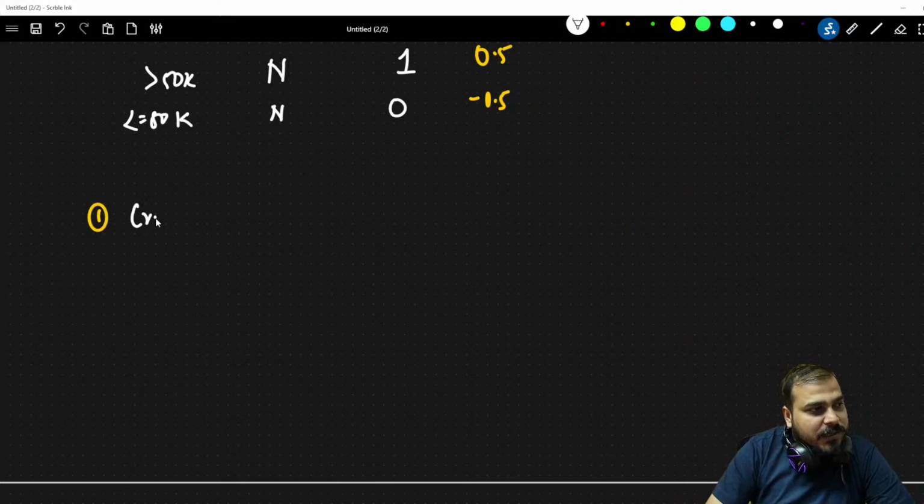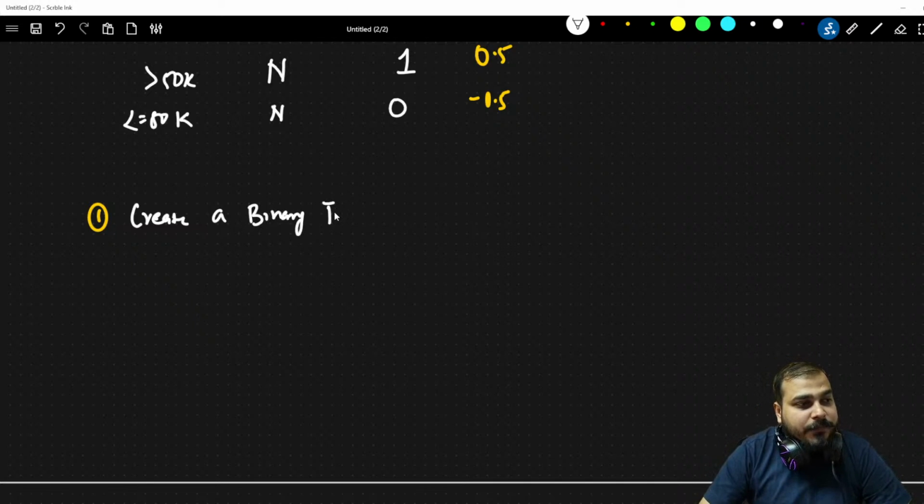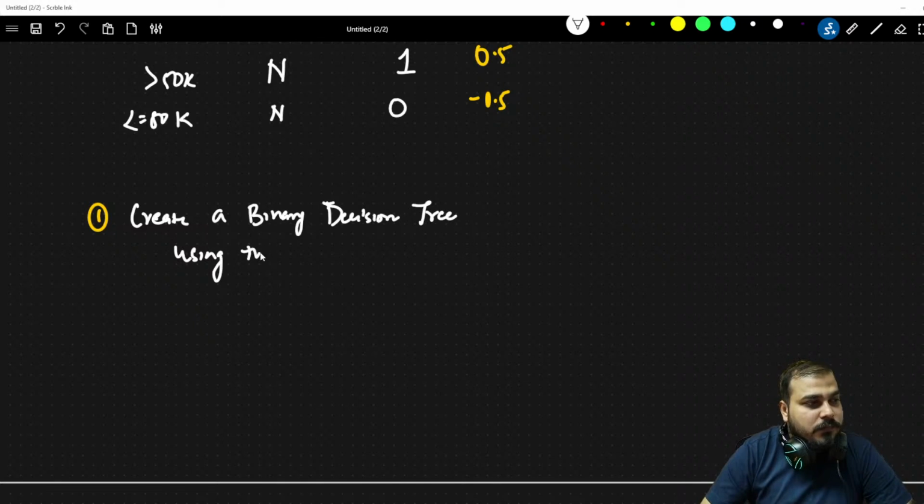Now let's go ahead and understand what the steps are in constructing a decision tree after creating the base model. The first step is to create a binary decision tree. I'm going to write down all the steps. Please make sure that you note it down. So create a binary decision tree using the features.